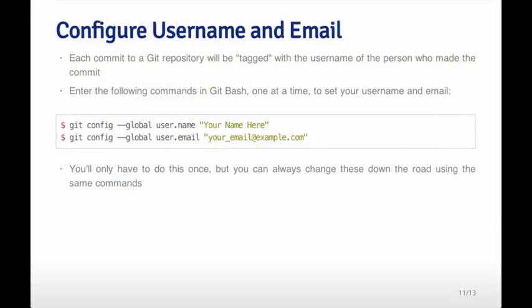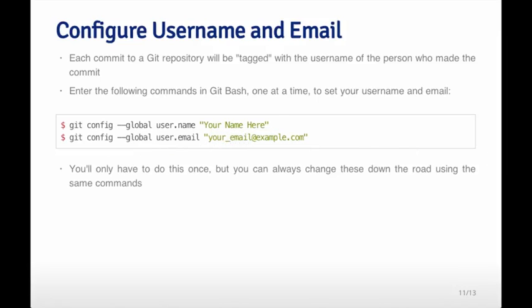Each commit to a Git repository will be tagged with the username of the person who made the commit. So to get things set up, you need to enter your username and your email. You type git config --global user.name, and here you type in the username that you're going to be using. Then you do the same thing with user.email, and here you type in the email that you're going to be using with GitHub.